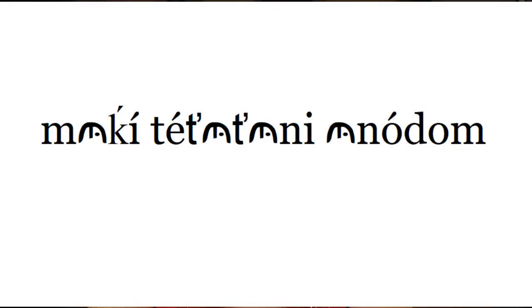You can also use ni to show you did something with a person, just like in English. I didn't find any recordings of this, but it's in the old Tom Young stories. Talking about thunder, Tom Young said, Maki tetetani anodom, going with his children. Notice that children, tetetu, has ni on the end. Tetetani, with children. Repeat, Maki tetetani anodom.